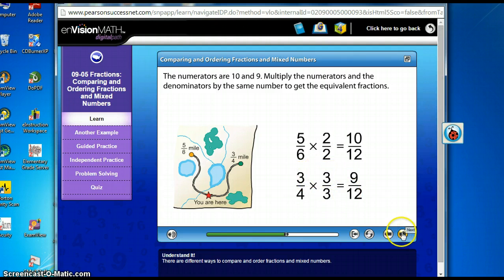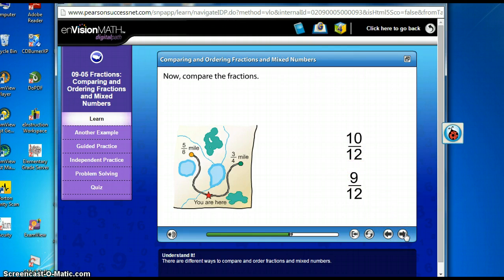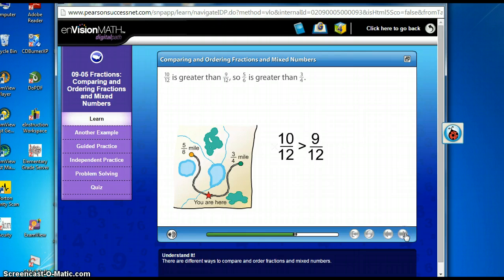3 to get 9. Now it's both in 12ths, so we can tell which one is larger and which one is smaller by looking at the numerators. 10 is greater, 9 is less. Now compare the fractions. 10/12 is greater than 9/12, so 5/6 is greater than 3/4.